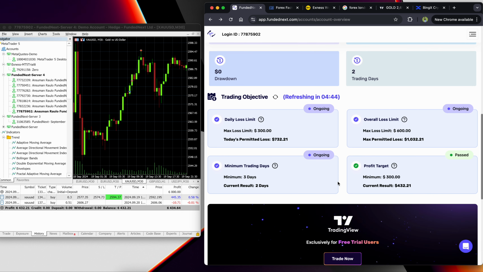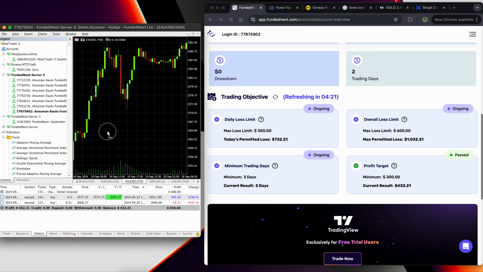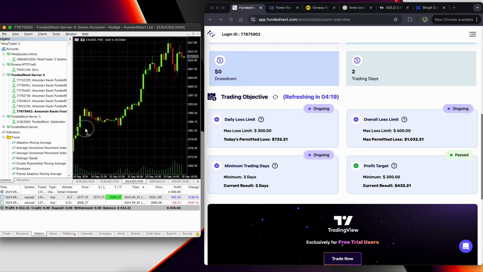The profit target is passed, okay, but the minimum trading days has to be passed. But that is very easy. After waking up tomorrow, I will execute a random order and I will close within 1 second and it will be passed. So it is not a big deal. So consider it as the funded account has been passed in a single trade and in a single day, on the first day itself.